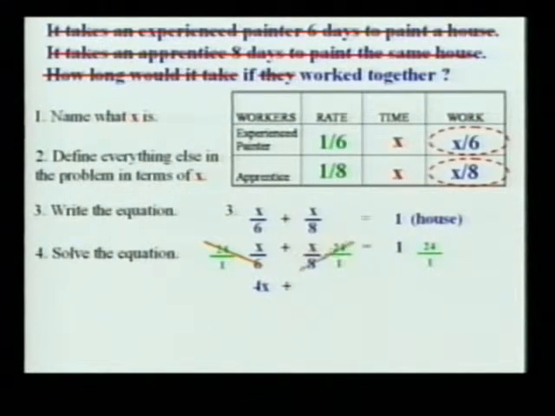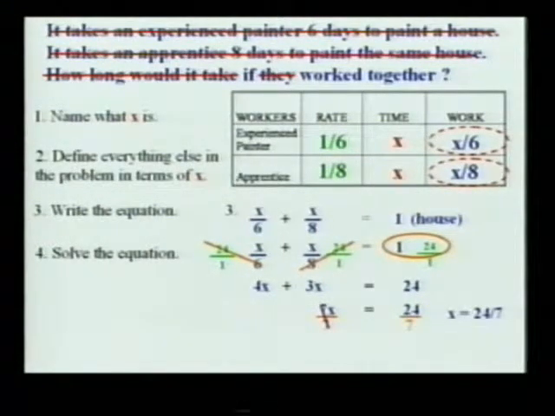24 and 8. Ooh, you love this. Nothing cancels on the right. We got ourselves an equation with no fractions. Now let's solve it. Combine like terms and divide both sides by 7. And x in this case is 24 sevenths.